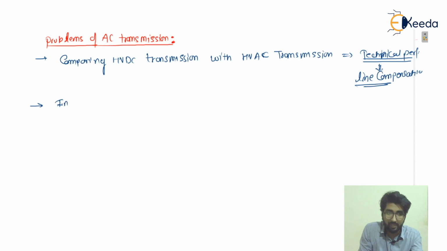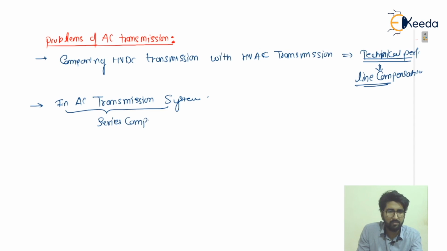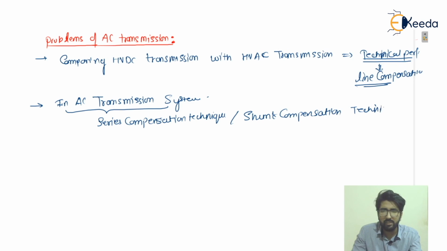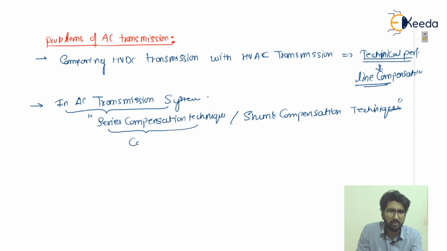Okay, in the AC transmission system, we have the options. One is the series compensation technique, and another is the shunt compensation technique. Okay guys, so one is the series compensation technique, another is your shunt compensation technique. Now these are the 2 points. In the series compensation, we generally use the capacitor in series.